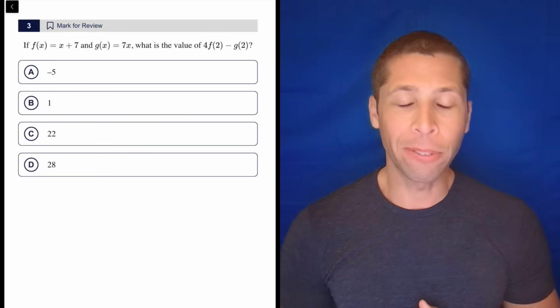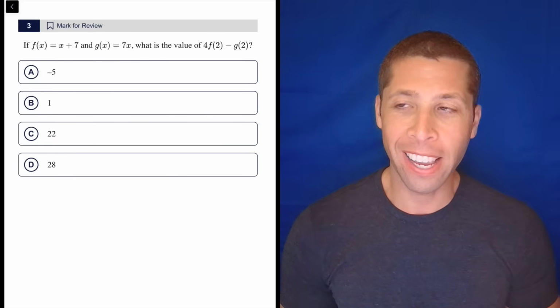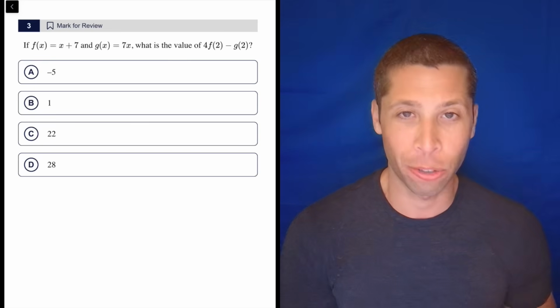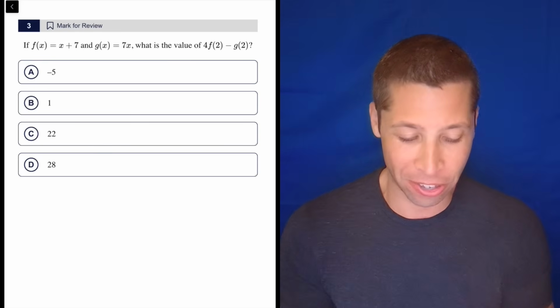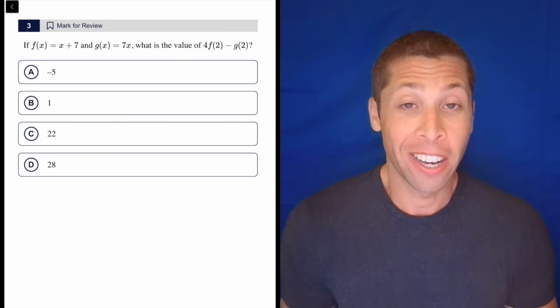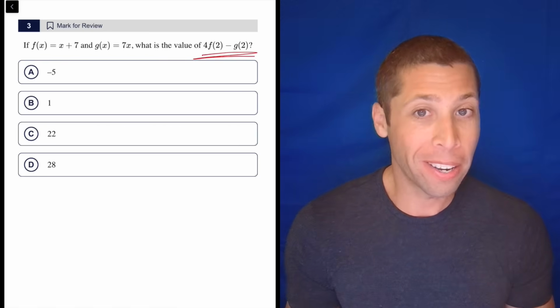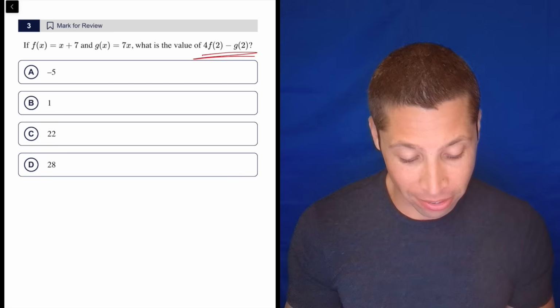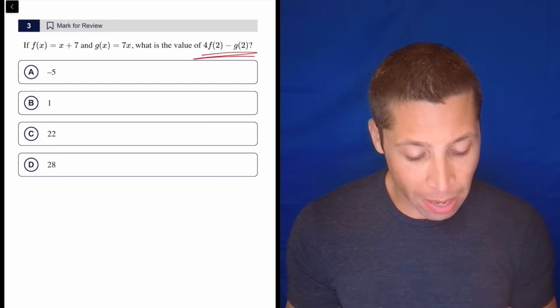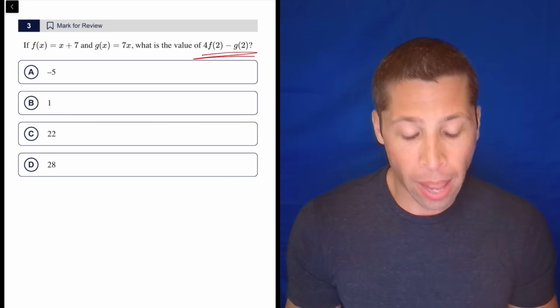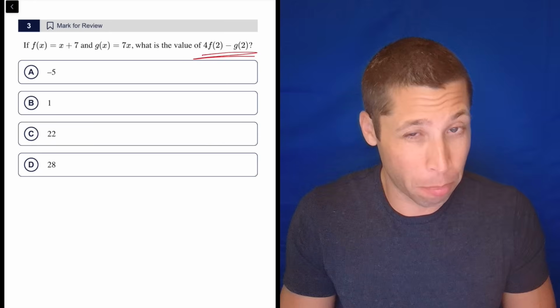At the end of the day, a really big portion of the SAT is just testing your ability to follow instructions. And that's really what function notation is at the end, it's just an instruction, right? So we have to be able to interpret that instruction, but it's just about plugging things into the right places. So when they say 4 times f of 2 minus g of 2, I basically see this kind of as like a 3 or 4 step process.